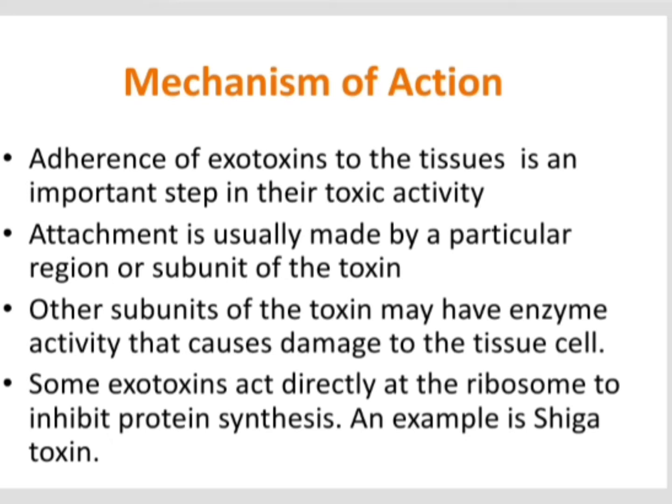So one or two subunits help in the attachment, and other subunits have the enzymatic activity which is responsible for causing the actual effects of the toxin. These other subunits have enzyme activity that causes damage to the tissue cell. Some exotoxins act directly on the ribosome, inhibiting protein synthesis. An example of such a toxin is Shiga toxin.